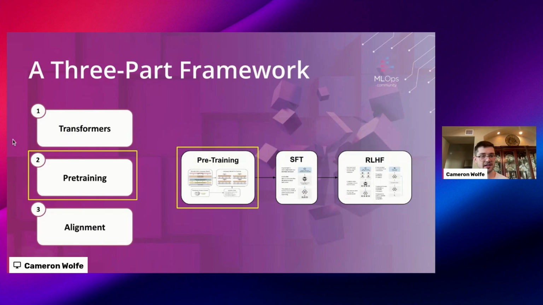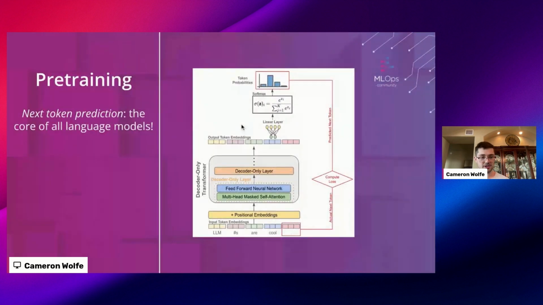Next is pre-training. Luckily, the pre-training process is pretty easy to understand. All of LLM pre-training is based upon next token prediction, which trains a language model by looking at a bunch of raw text and training the model to predict the next word given previous words as input. We can see an example here with the decoder-only transformer. We give it some input, which is "LLMs are cool," and then we train it to predict what comes after that sequence.